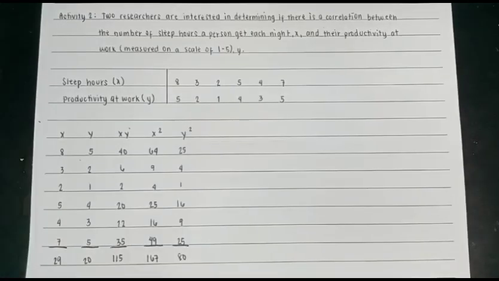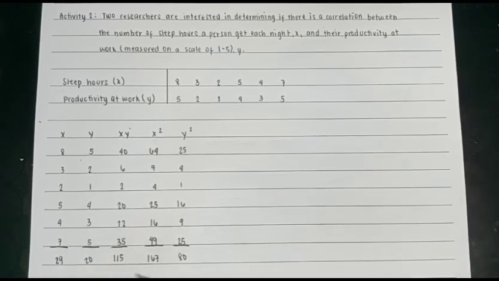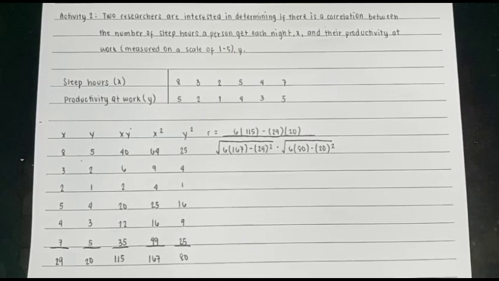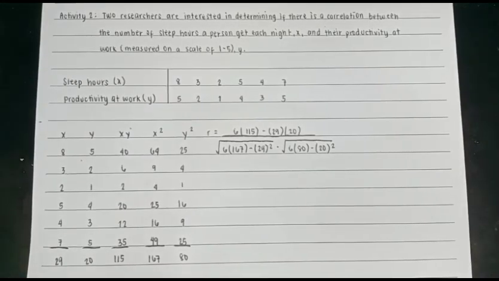Let's proceed to the computation. We simply substitute itong mga sum na nakuha natin sa formula na gagamitin natin. Ngayong nakapag-substitute na tayo, pwede na natin siyang isolve. Let's start at the top, which is 6 times 115 is equal to 690.